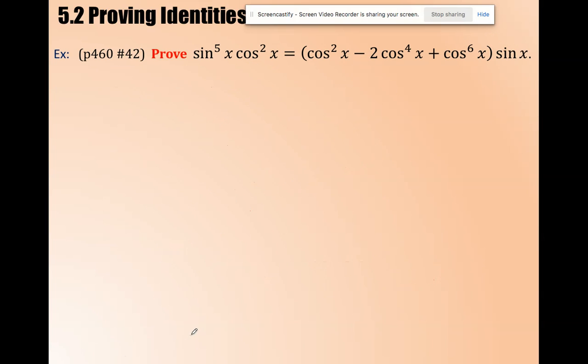Let's do another one. I think I'm going to start on the right-hand side this time. Do you see why? The right-hand side is just devastating. Now, notice this is a product. It's a product of 2 things, 1 big factor and 1 small factor.